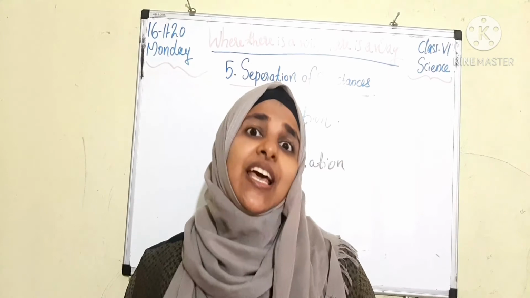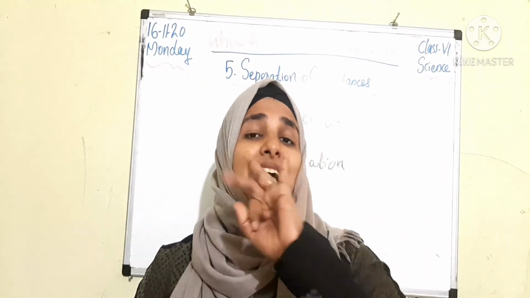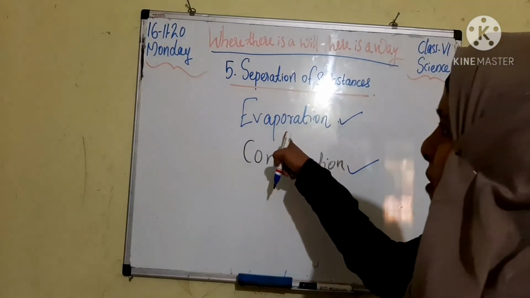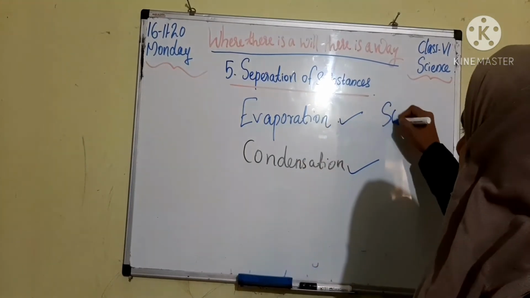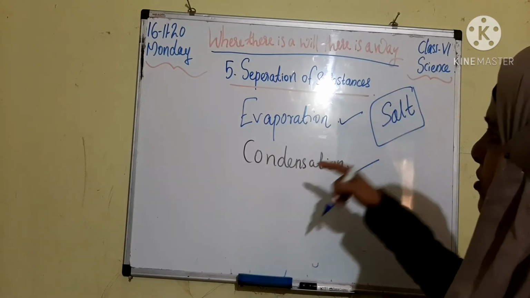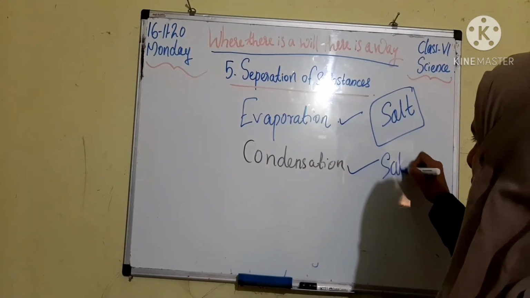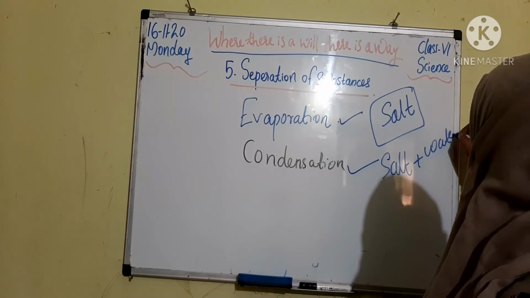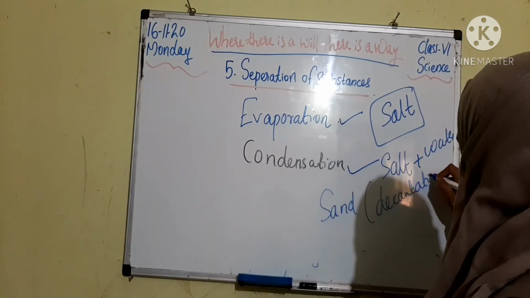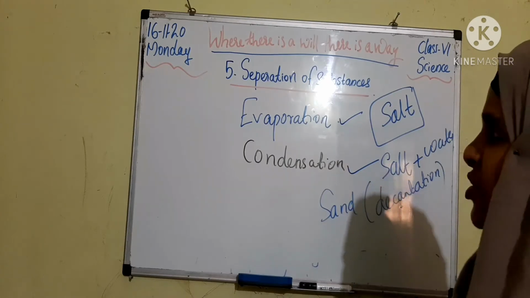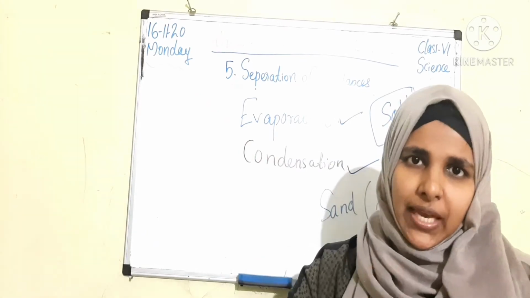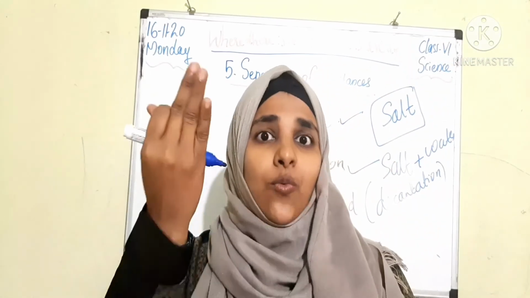Now we have separated the mixture of salt, sand and water by the process of evaporation and condensation, is it? Through the process of evaporation, we separated salt from the solution, right? And through the process of condensation, we separated salt and water, right? And sand we separated through the process of decantation that we already learned in our last class. Clear to all of you? So we use different methods of separation for separating a mixture of substances. Now we get salt, sand and water separately.